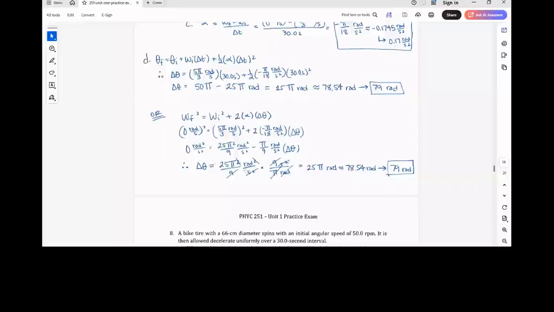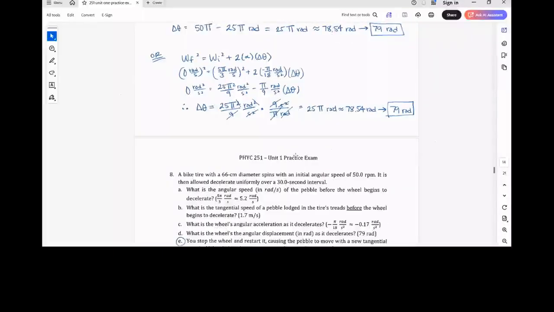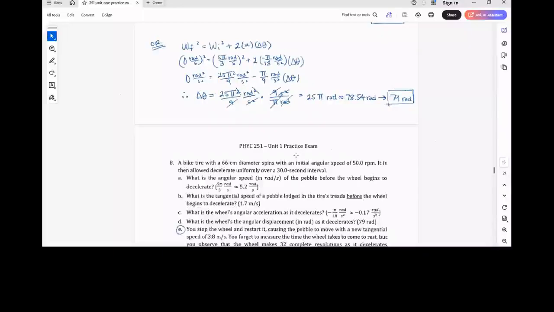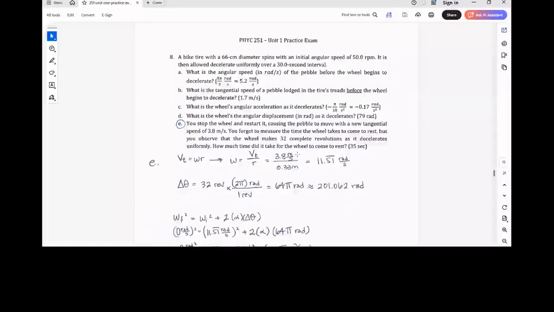So 25 pi squared over 9 radian squared per second squared multiplied by the reciprocal means I'm multiplying by 9 seconds squared over pi radian. And again, I get that same 25 pi radian, where everything except for 1 radian cancels out. I lose the 9 and the 9 here. I lose one of the pi here, and the other one there. And I come to exactly the same conclusion, 79 radian. That's my angular displacement.